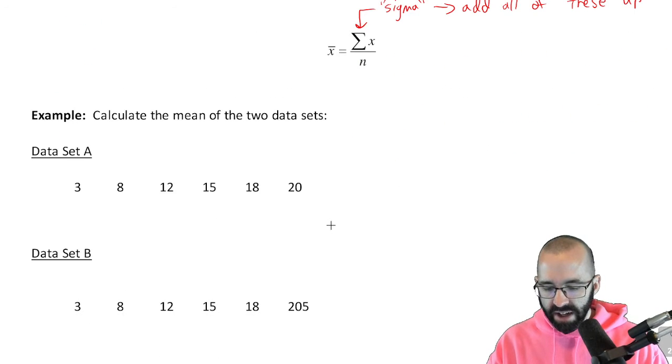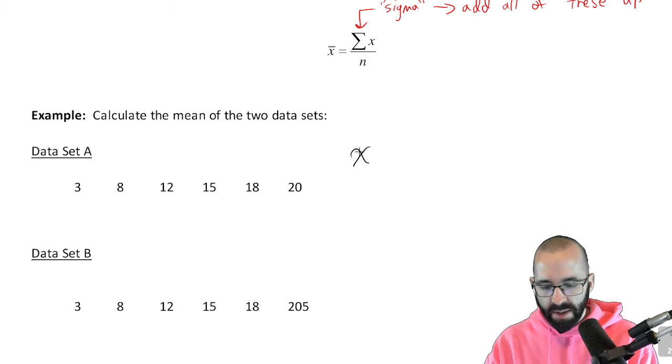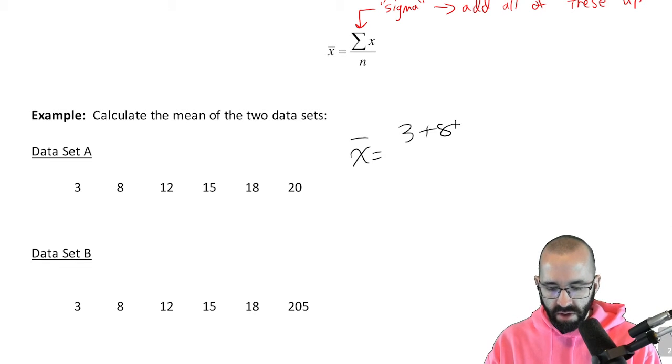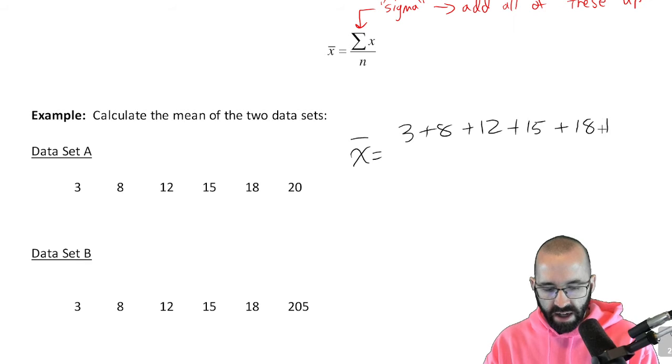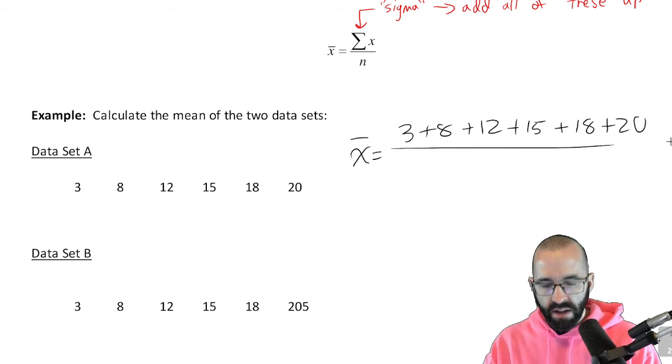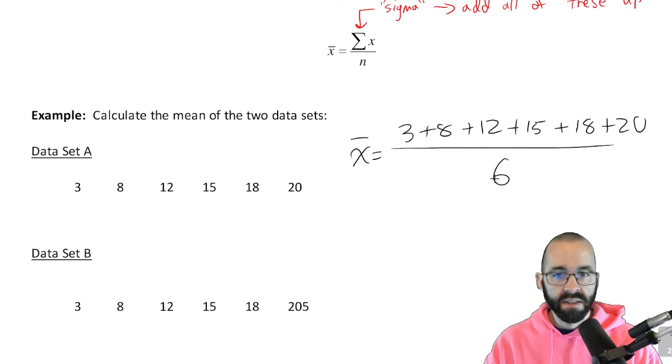So let's get some practice finding the mean. Using the formula, it says sample mean here. It's going to be add up all the values, 3, 8, 12, 15, 18, 20, and divide by how many there are. There are 6.